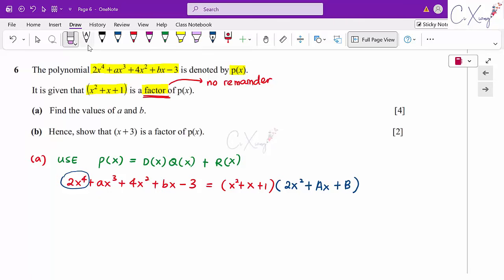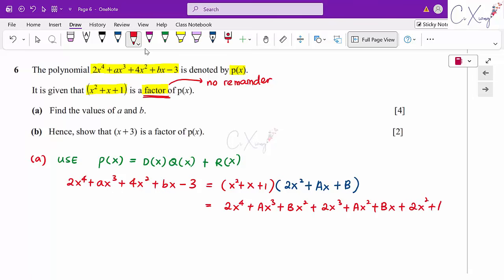Okay, so this is basically my equation on the right hand side. Divisor multiplied with the quotient, or factor multiplied with the factor without the remainder, right? Then after that, let us expand our right hand side. I'm having 2x^4, ax^3, bx^2, 2x^3, ax^2, bx, then 2x^2 plus ax plus b.